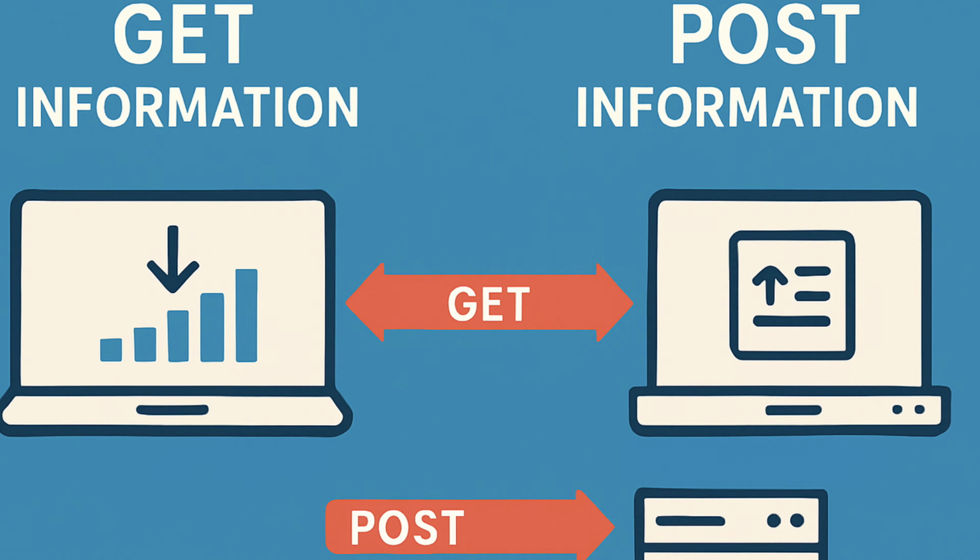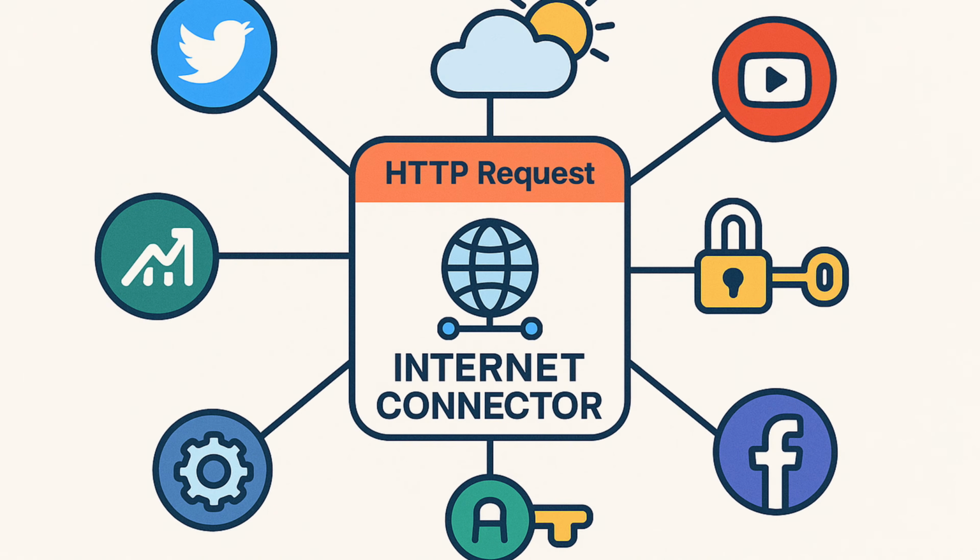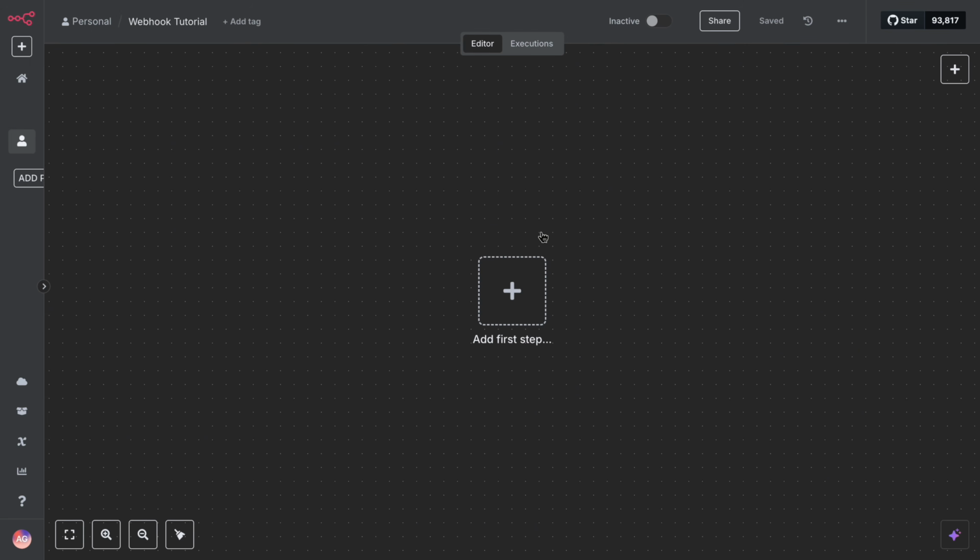It can get information or post information, among other methods. This makes the HTTP request node one of the most versatile nodes in n8n. It can connect with almost any online service as long as you have a URL to call and the right permission or key. It's basically the internet connector for your automation. Let's set up an HTTP request node step by step and keep it easy.